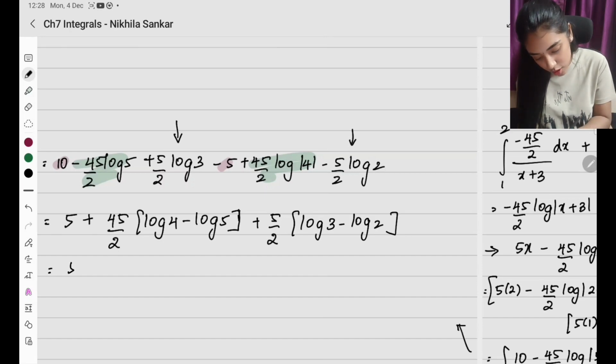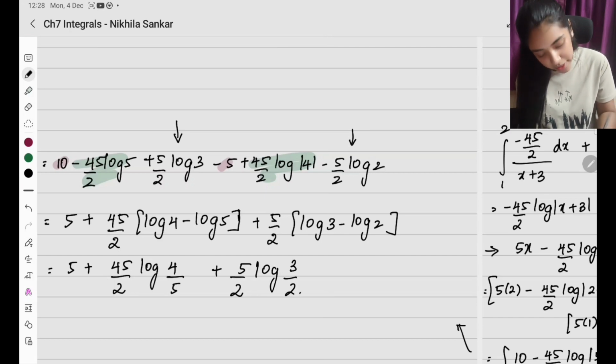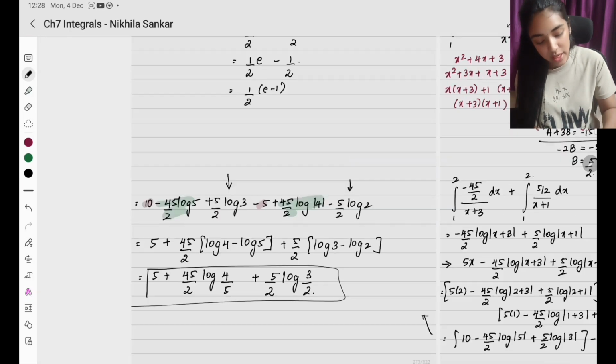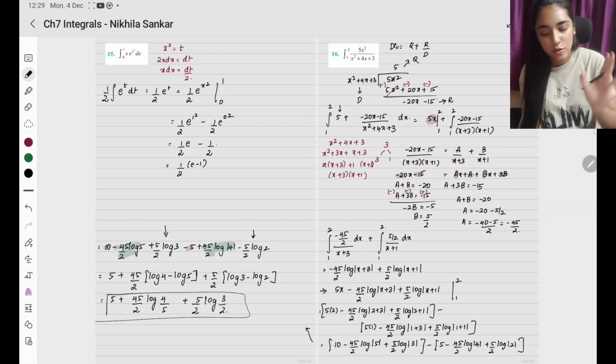So this is how the form log of a by b comes. So 5 plus 45 by 2 log 4 divided by 5, plus 5 by 2 log 3 divided by 2. So this is my final answer. Okay. It's a little long. You apply it, but you just have to substitute the values. Okay. Be very, very careful with the calculation.